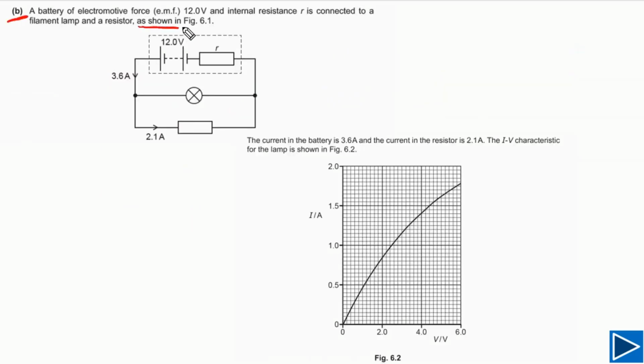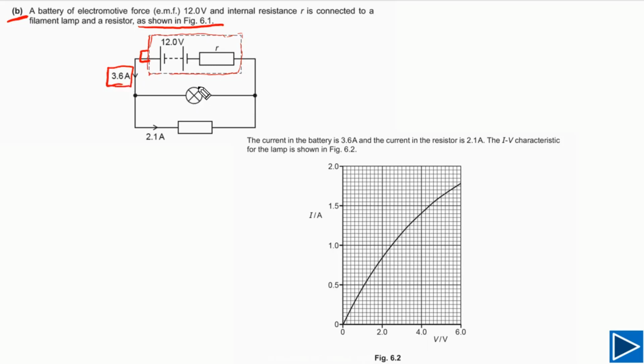For part B, a circuit is given to us, as you can see in figure 6.1. In this circuit, we have a power supply. So this is the battery, or simply you can say this is the power supply. This battery has internal resistance, and the EMF of this power supply is 12 volts. The total current coming from the battery is also given, that is 3.6.